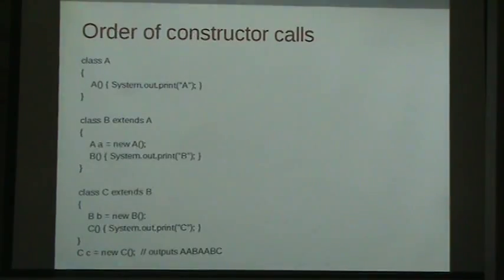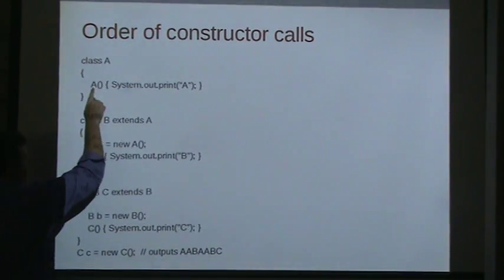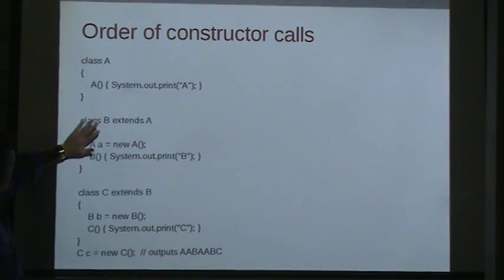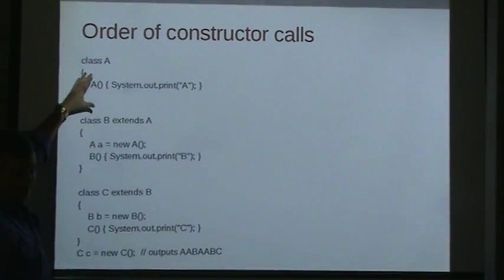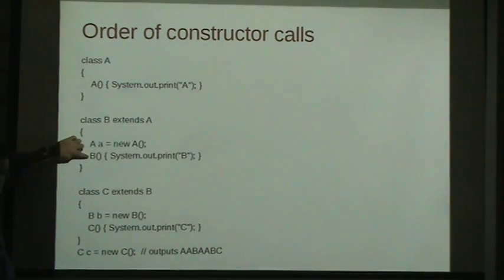Okay, so now suppose we had 3 classes. We had double and triple inheritance. So suppose we have a class A, which has a constructor, right? The constructor is the method that has the same name as the class, and all it does is print out an A. And then we have a class called B, which extends A. So B gets everything A has, plus it could add more stuff. And B added a constructor.